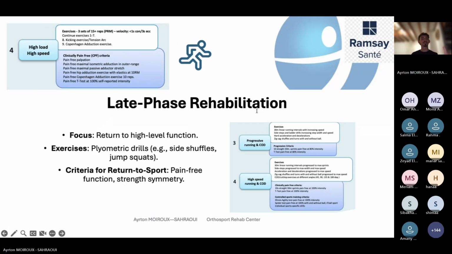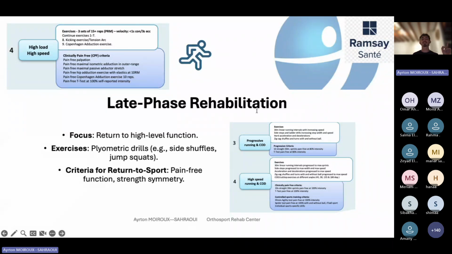Then there's the late phase rehabilitation. Okay. Now you need to be on the field with your patient. I always say that with my colleagues. I'm doing it every Saturday morning. And all my patients that are able to go on the field, I go with them for 2, 3 hours. Okay. I'm taking everyone and let's go.